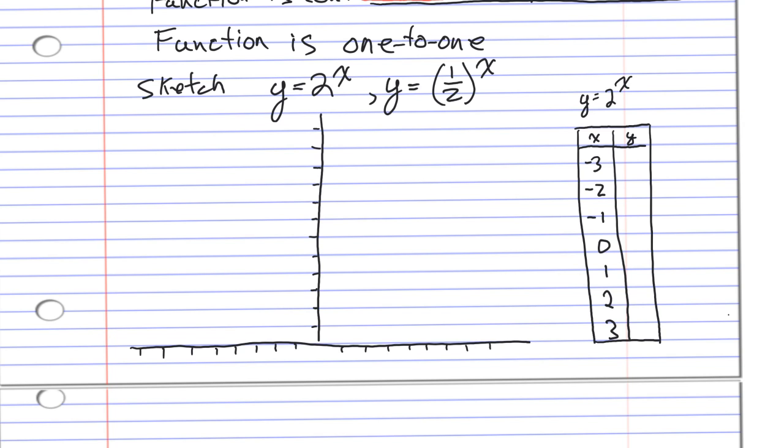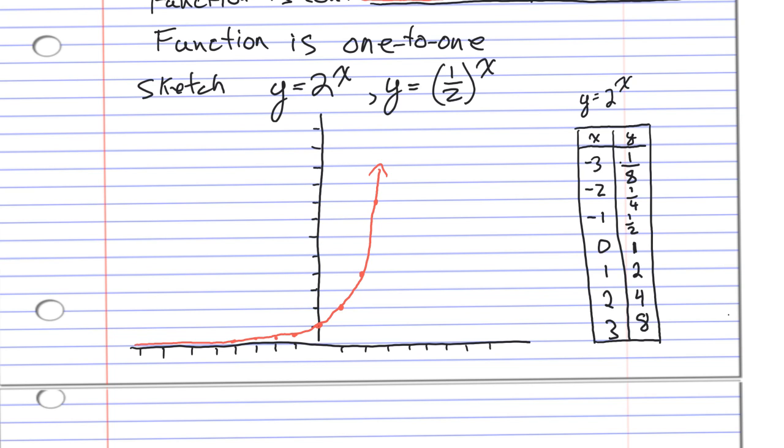And you'll notice that at -3, y is actually 1/8. Then at -2 it is 1/4. At -1 it is 1/2. Then we have 1. Then we have 2. Then we have 4. And then we have 8. Let's go and plot all those points on our graph. And those are our basic points. And when we graph, it looks something like this.